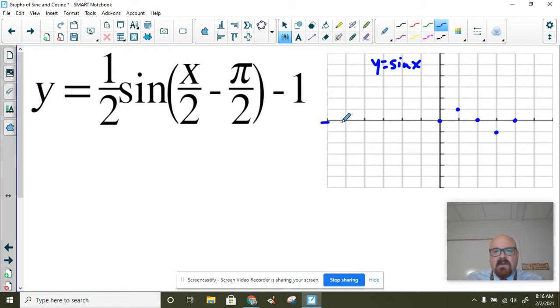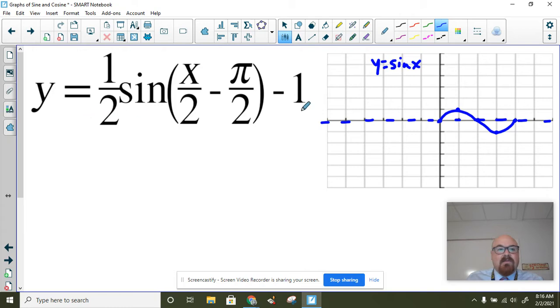So the midline of this graph is at y equals 0, which is the x-axis, okay? And then you get up and down and back, right? This is 0, this is 2 pi. So there's our basic sine wave.